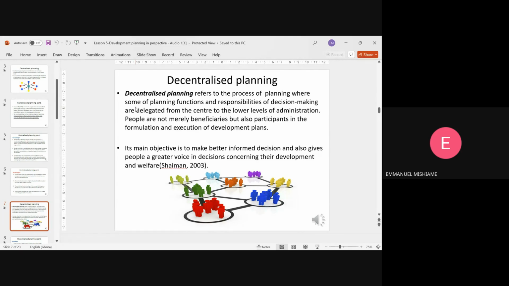Now, its main objective is to make better informed decisions and also give people a greater voice in decisions concerning their development and welfare. So it allows for better informed decisions, where now the people who are going to execute are not going to execute based on what they know or what they think, but they know that, okay, people in Ashaiman want good roads, but people in Obuasi need hospitals. People in Ho need this. So whatever decision is going to be made is going to be an informed decision.